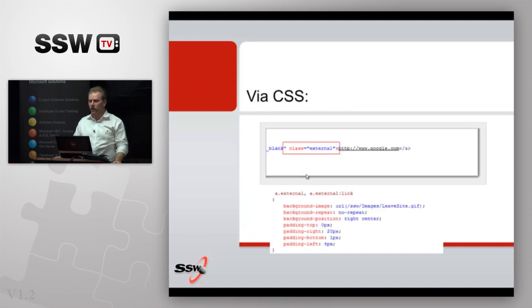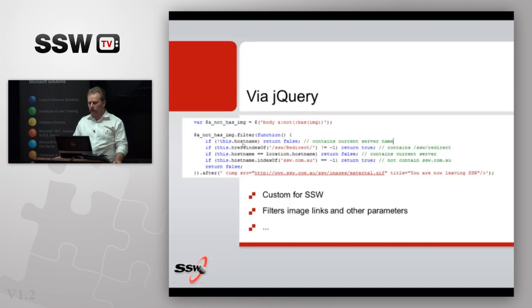That's just the external. I think there should be some visual indication that I'm going outside. And you've got a couple of choices how to do that. You can do it with CSS or jQuery. Would you prefer to do it with CSS or would you prefer to do it with jQuery? Who'd prefer CSS? Okay. Who'd prefer jQuery?